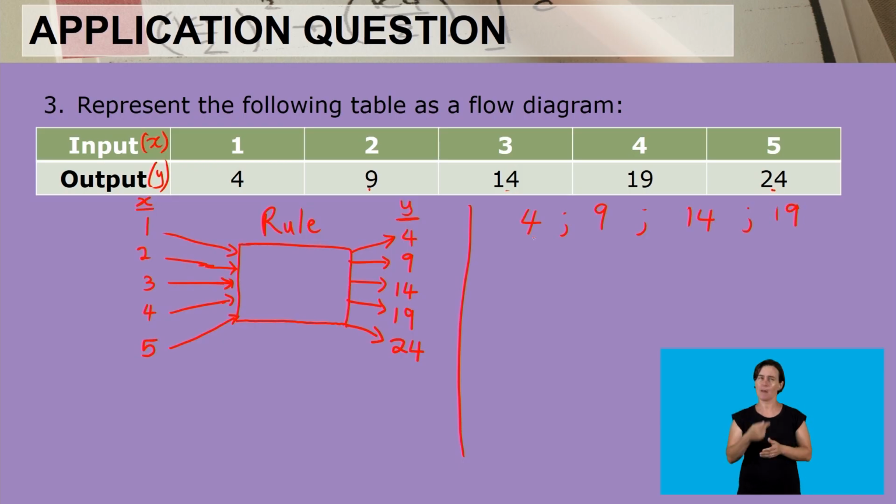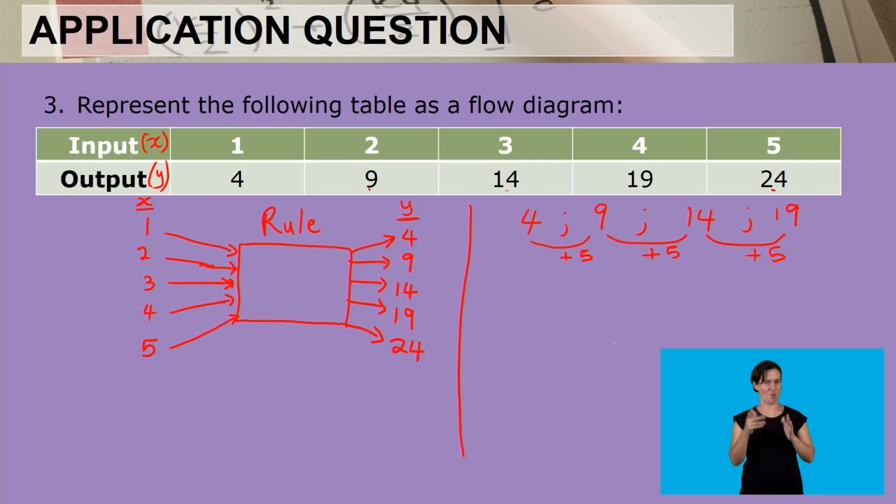So we know that from 4 to 9, we are adding a 5. And from 9 to 14, yes, we are also adding a 5. And from 14 to 19, again, we are adding a 5. And what is that 5? That 5 is our constant difference. And once we have a constant difference, then we can definitely find that rule.